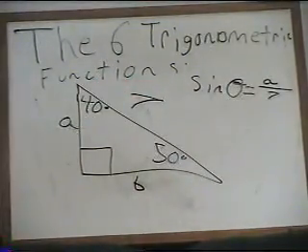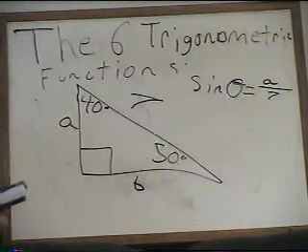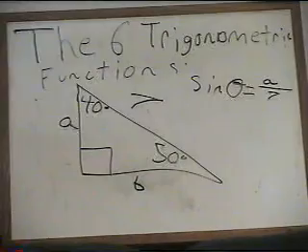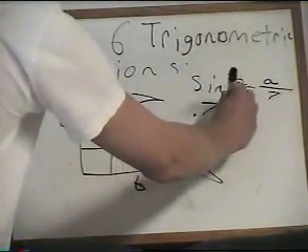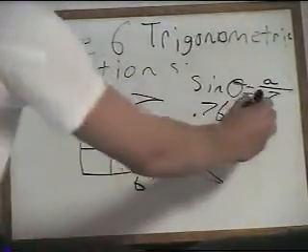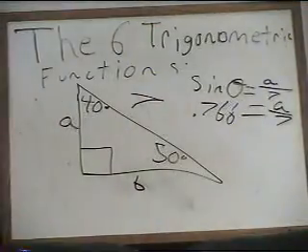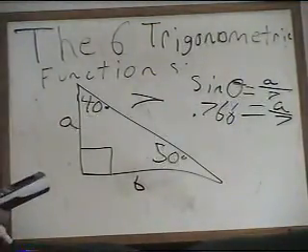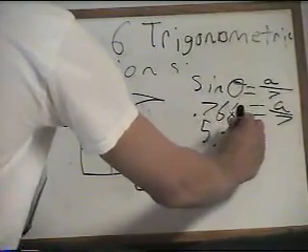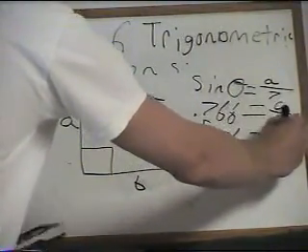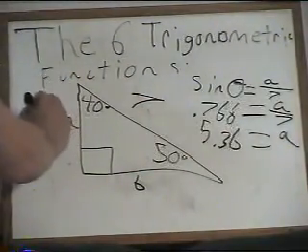So, we can take the sine of theta, or the sine of 50 degrees in this case, which is 0.766. So 0.766 is equal to A over 7. So, we can then multiply both sides by 7, giving us 5.36 equals A. So, now we've solved for this side.